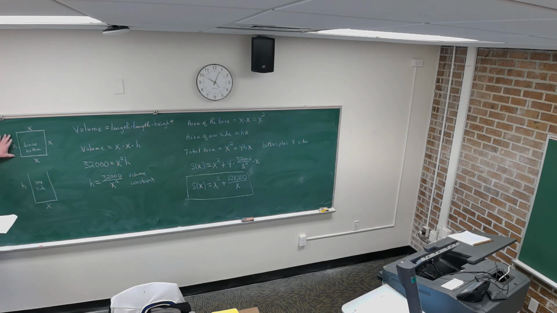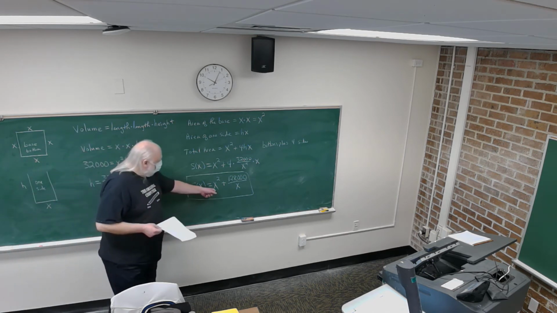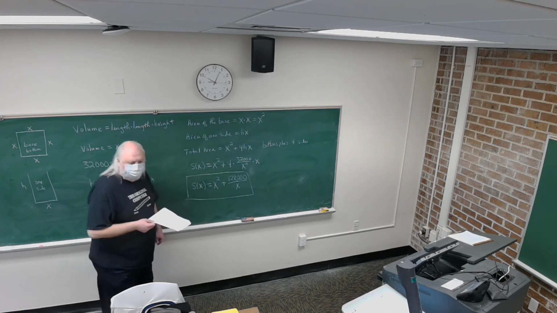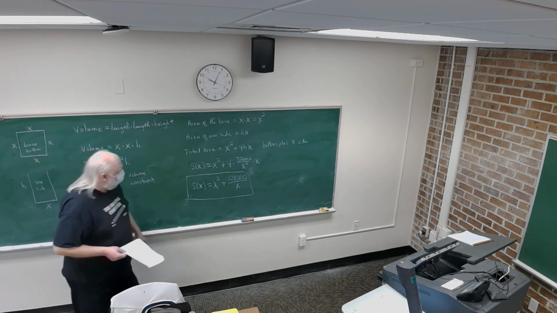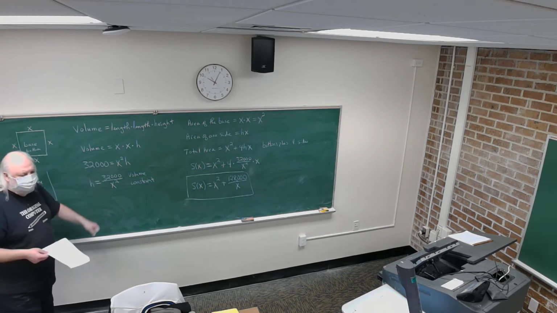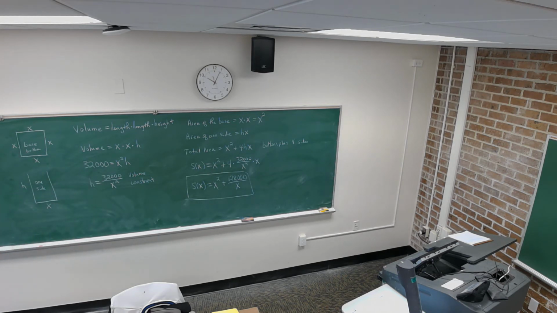Now to find the optimal length, you got to use calculus. Any questions on this? So this is the area of the bottom of the box plus the area of the four sides of the box. Okay. And the reason the area of the four sides of the box is like this is due to the volume constraint of 32,000 cubic centimeters. Any questions on this, ladies and gentlemen? Okay.